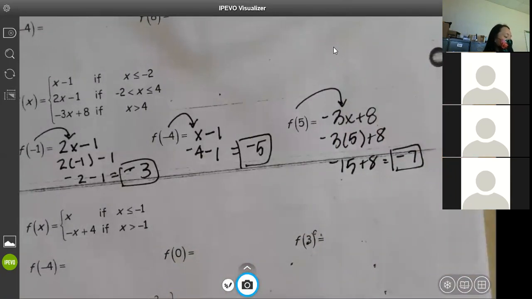Number 5 and number 6 are exactly the same way. You're just plugging in. So what I'm going to do is I'm going to stop sharing and stop recording.